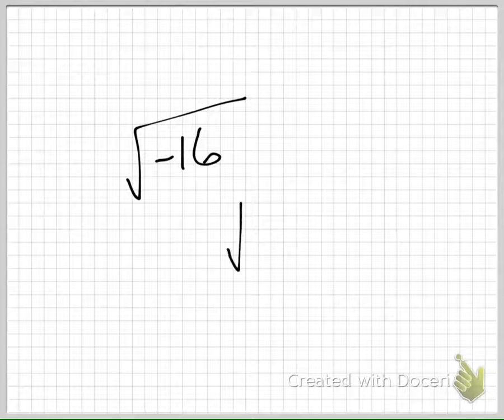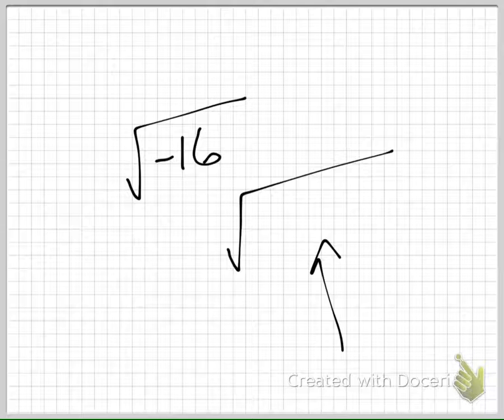So you know what can never be inside of a square root? A negative number. Because it makes no sense. No number times itself is going to be a negative. So if you ever see a negative inside of a square root, the answer is no solution. There's no answer, right? It's not a real number. Does that make sense? Okay.